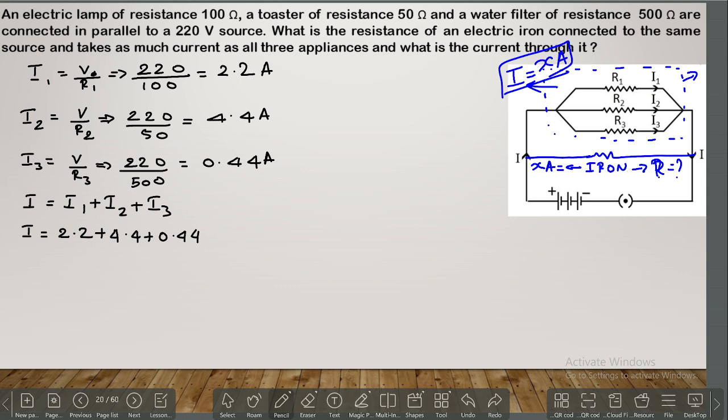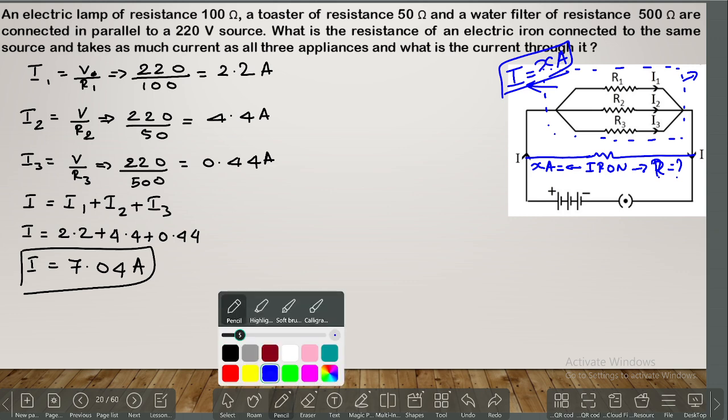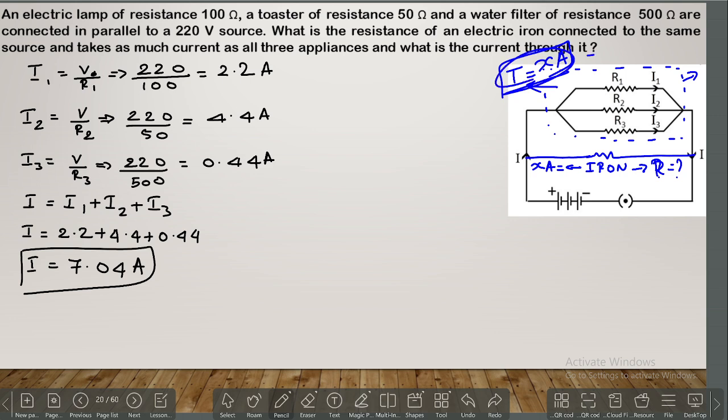So the net current is going to be I is equal to 7.04 ampere. Initially I said X ampere, right? Now what is the current over here? Current is going to be 7.04 ampere. That means all the three devices combined are taking 7.04 ampere. If the same amount of current is taken by the iron, that means the iron also is taking the same current.